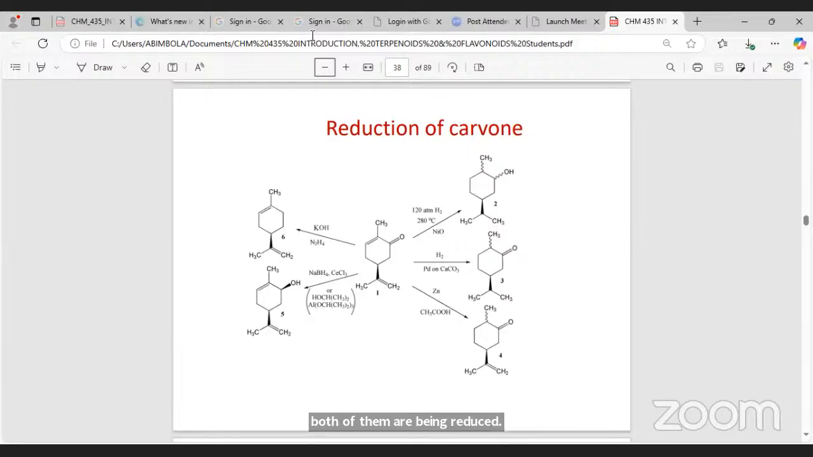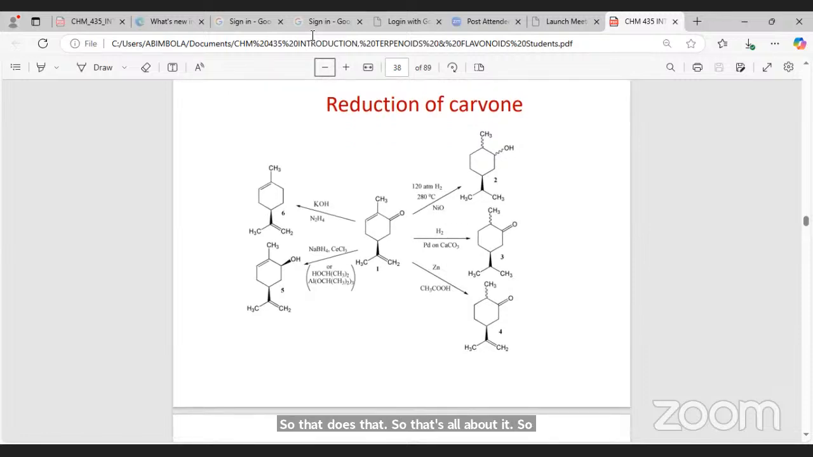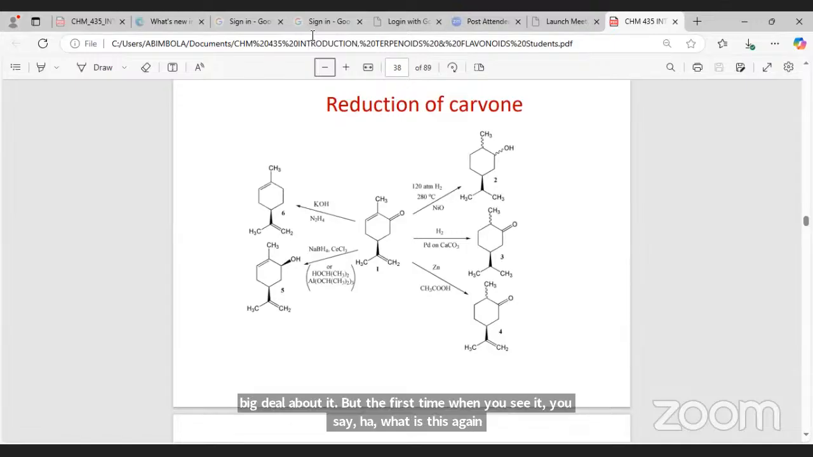So that's all about it. There's no big deal about it. But the first time you see it, you say, what is this again? This course is full of structures. What structure is this again? So there's no big deal here.